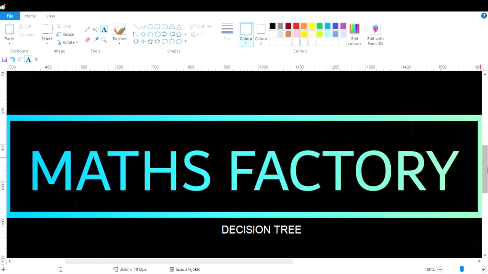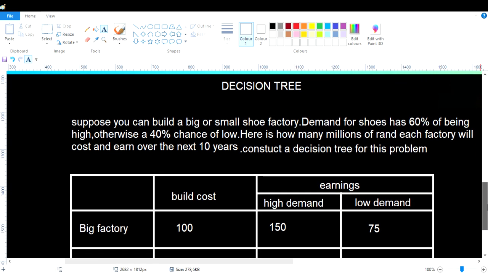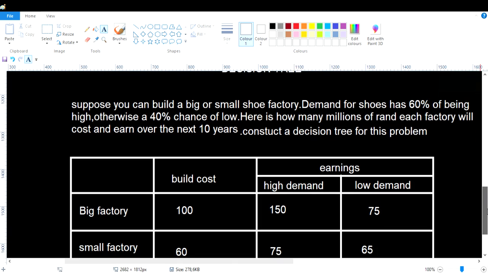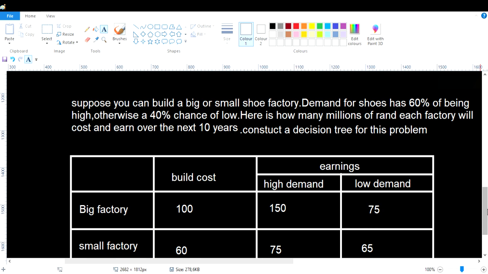Let's take the given scenario. Suppose you can build a big or small shoe factory. Demand for shoes has a 60% chance of being high, otherwise a 40% chance of low. Here is how many millions of rands each factory will cost and earn over the next 10 years. So here's the question: construct a decision tree for this problem. Okay, here we are given a table.